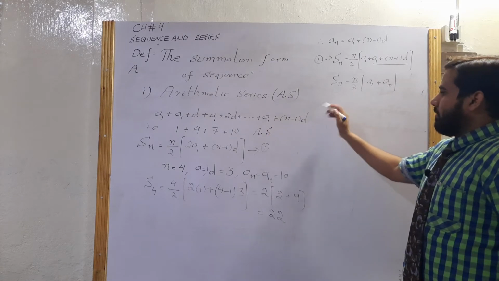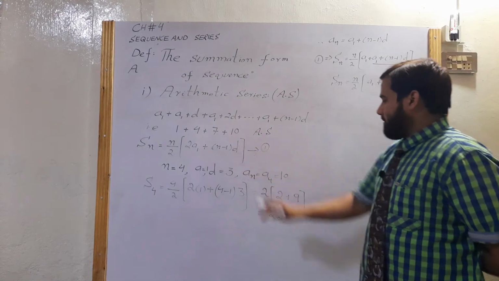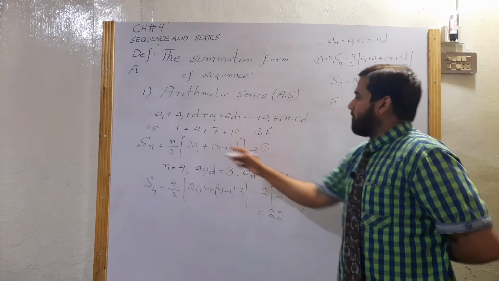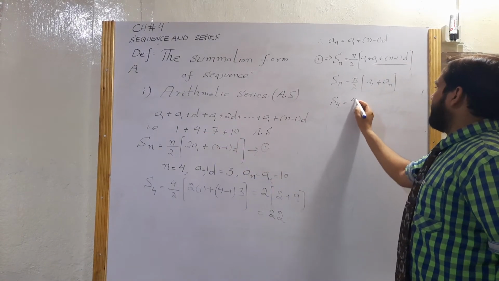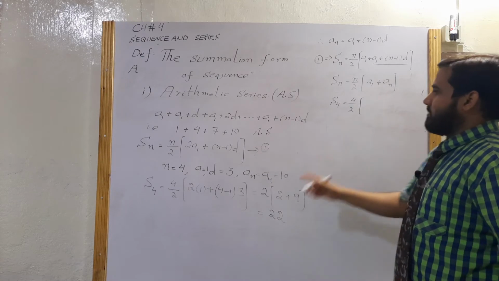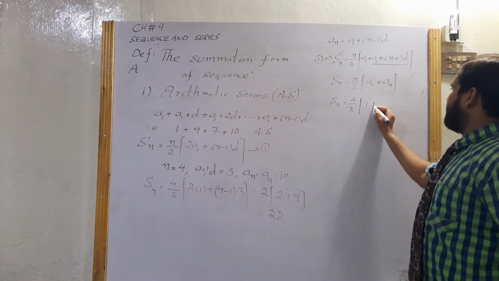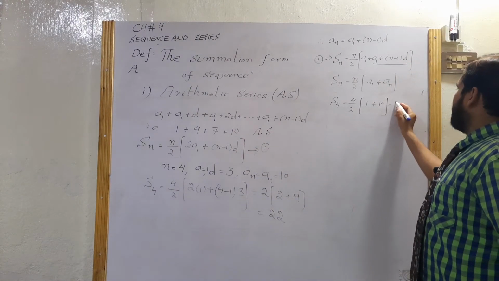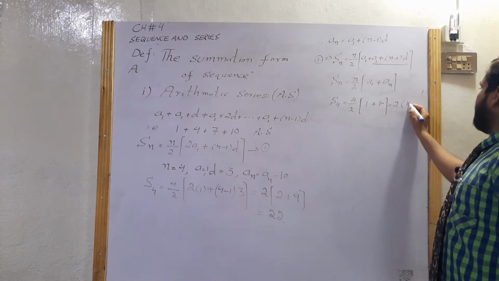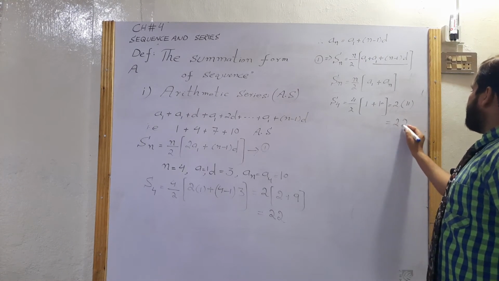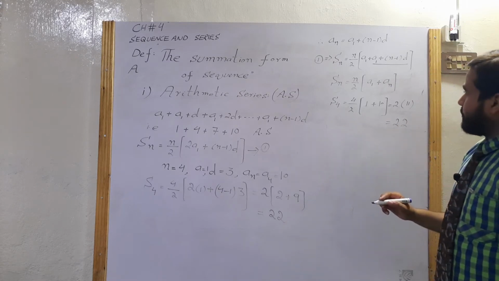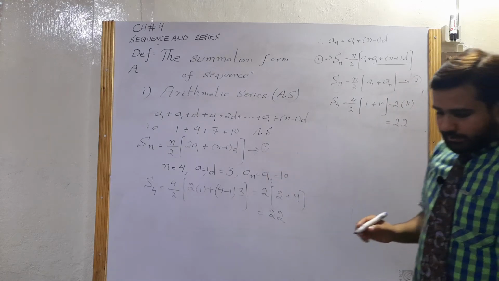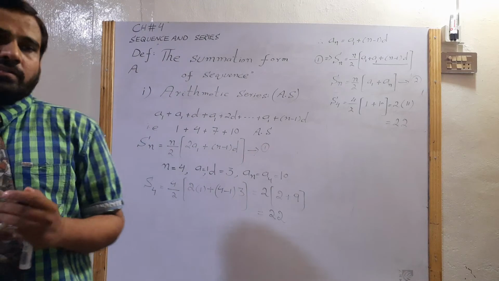This formula can also be used for the summation of an arithmetic series. Let us verify whether it is okay or not. For this example, the sum is 22. The number of terms is 4, so n is replaced by 4. The first term is 1 and the last term is 10. So this is equal to 4 by 2, which is 2, times 11, and the result is the same in both cases. So formulas number 1 and 2 can be used to find the sum of an arithmetic series.